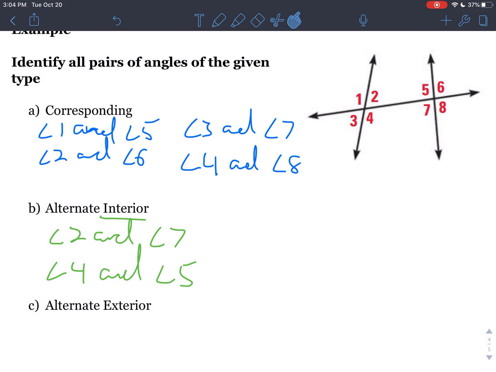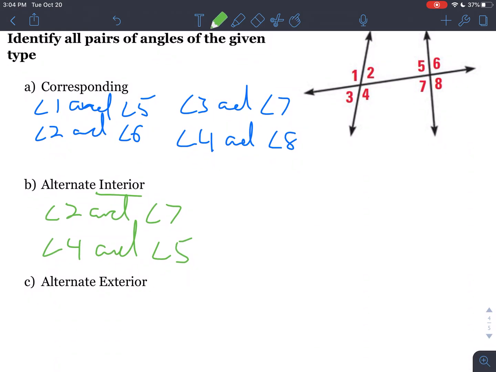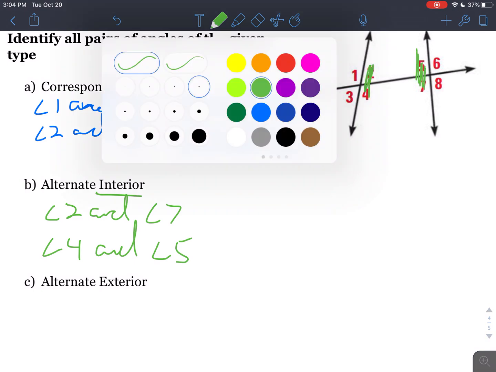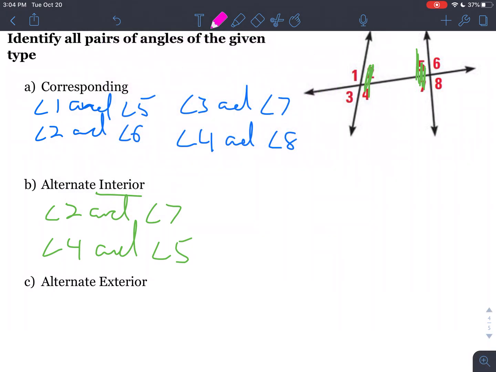Alternate exterior is up next. So now we don't need to worry about these ones in here. Those are interior, so we don't care about them anymore. We're moving on to the exterior. I'll do it in pink. Alternate exterior, I have 1. I'm looking at the other intersection, and I want the opposite side. So angle 8. They're both outside, and they're on opposite sides of that transversal. Angle 1 and angle 8.